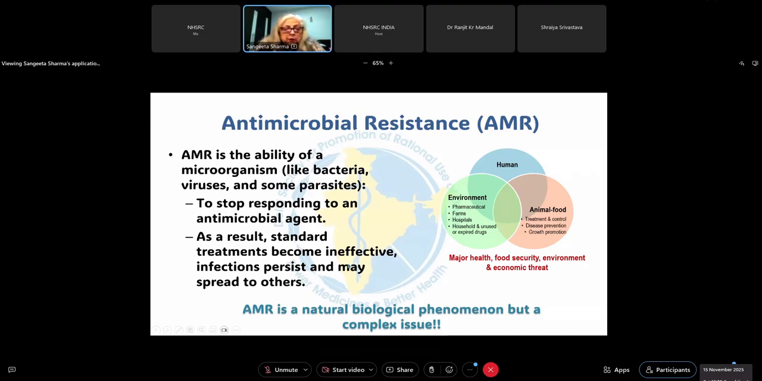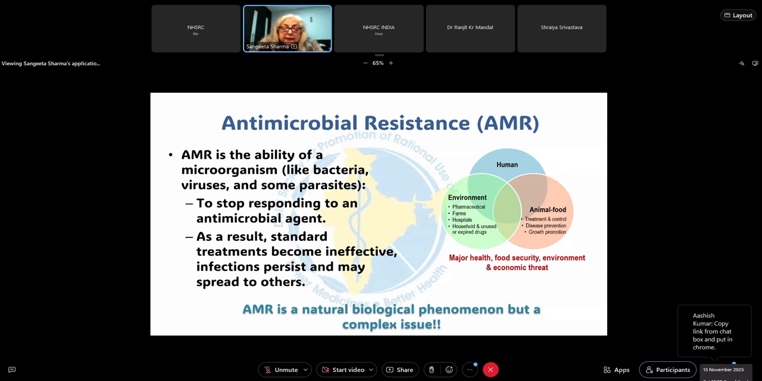Infections persist and can spread to others. And because these antibiotics are used in both the human sector and the animal sector, for food productivity, they enter into the environment. So it is a very, very complex problem now, because these are being used everywhere.